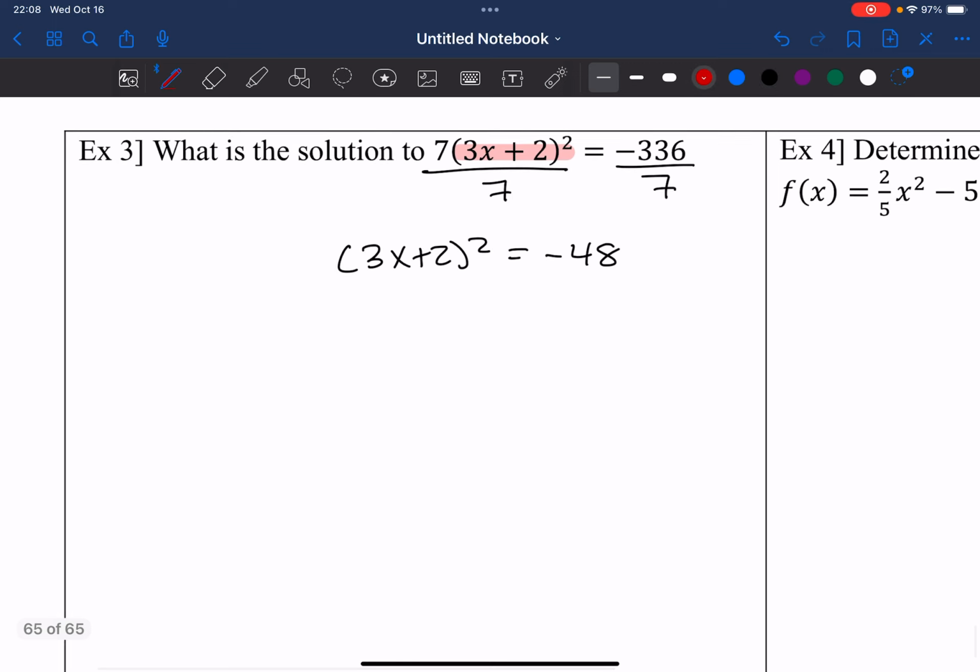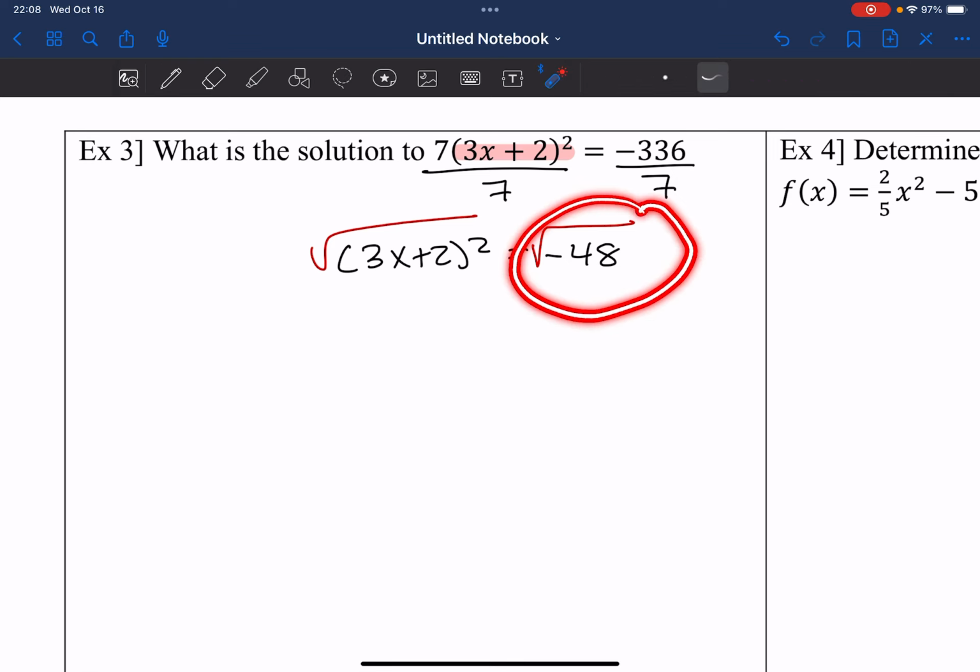I'm then going to take the square root of both sides to cancel out the square. But notice here, if I take the square root of a negative number, I know that does not exist, which means my root is going to be imaginary.